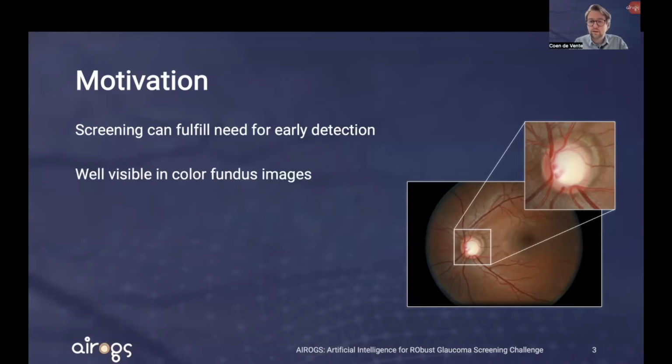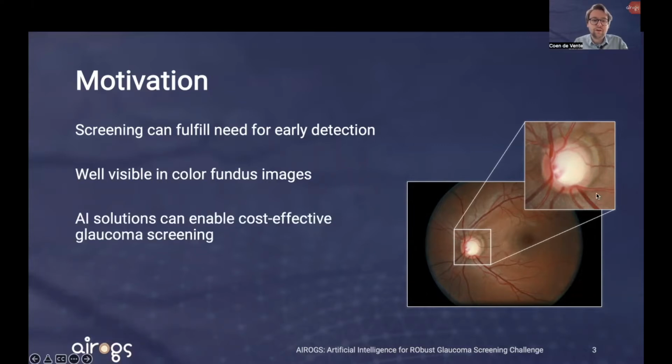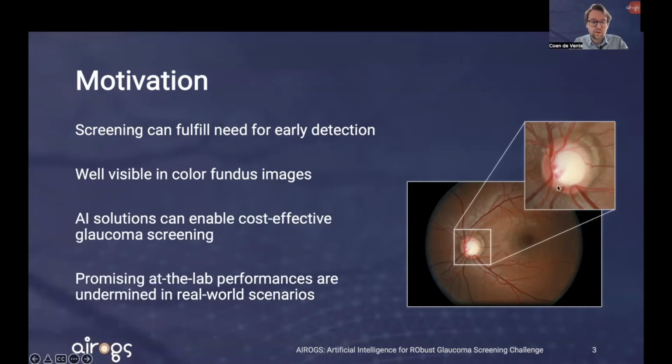As you could have seen, the disease is also quite well visible in color fundus images when looking at the optic disc, which you can see enlarged here. And then AI solutions can help make the entire glaucoma screening process much more cost effective. And so there are AI solutions for doing automated glaucoma screening. However, we see that lab performances that are promising are quite often much lower in real world scenarios.